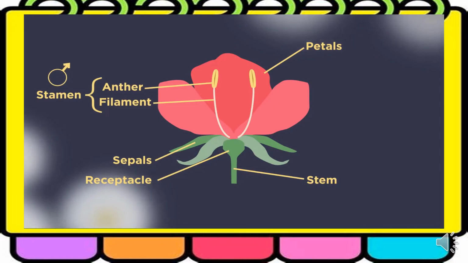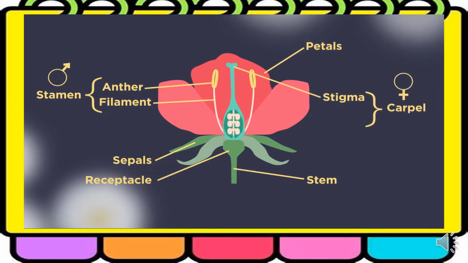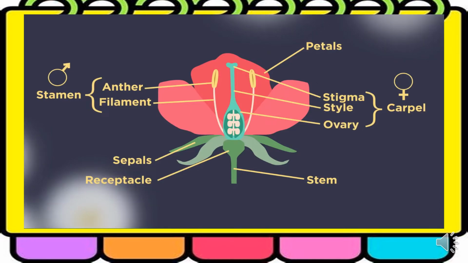The female part of the flower is called the carpel, and this consists of 3 parts: the stigma, a sticky gland for pollen, the style, where the pollen grain descends, and the ovary, where the female gametes or sex cells are located. Within the ovary, ovules produce female gametes.